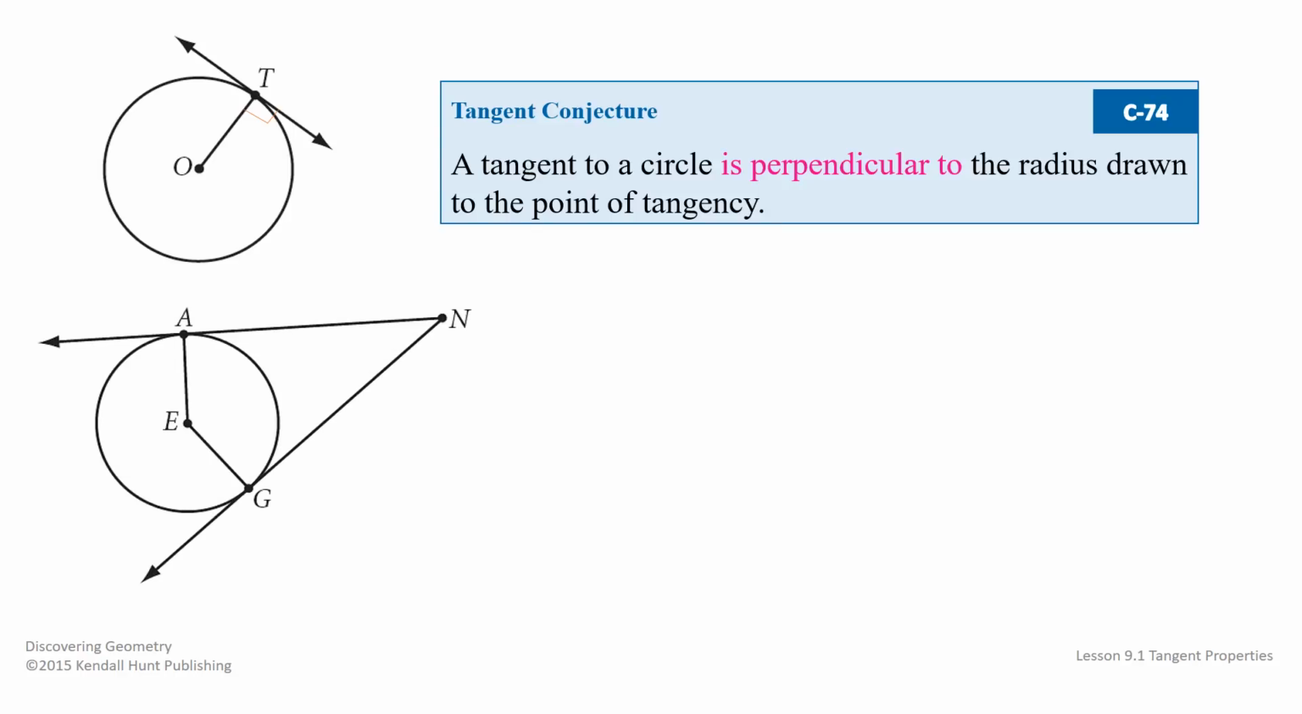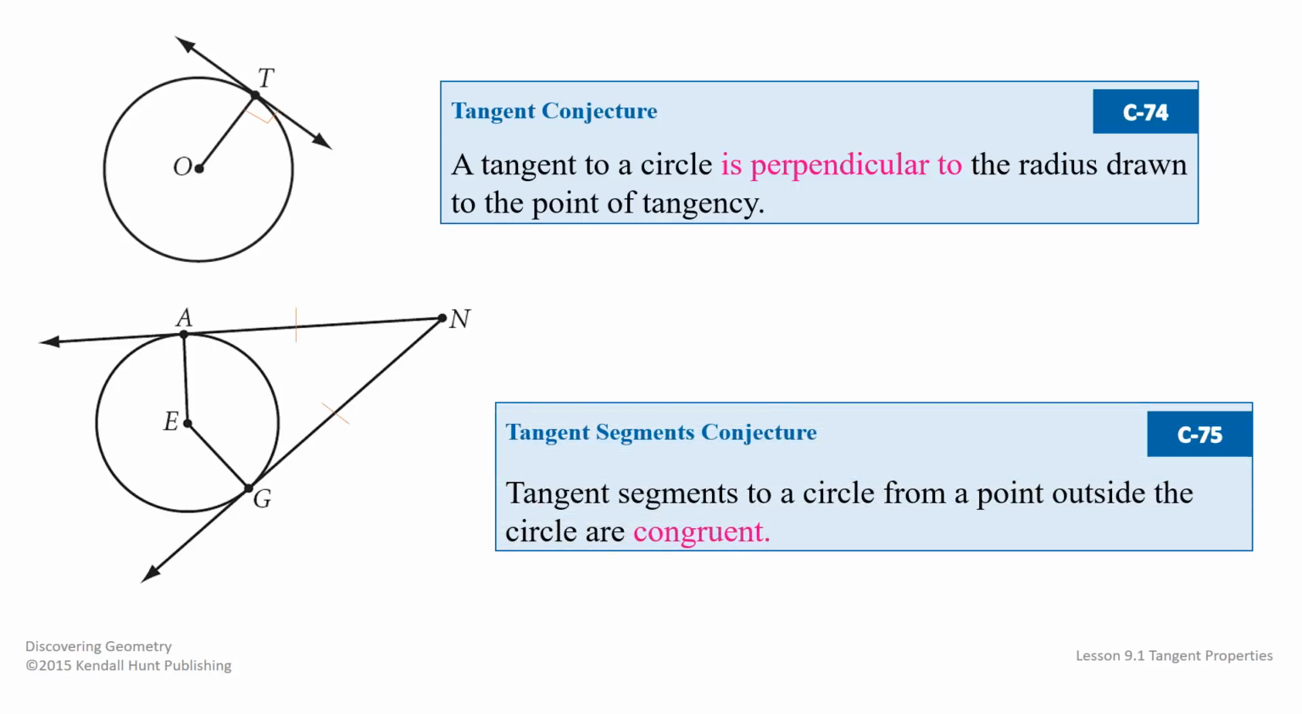Also, when you have two tangent lines that hit a circle, so NA and NG are two tangent lines. They hit at points G and A. So there's two radii, EA and EG. When that happens, the segments are the same. You'll notice the two red lines, AN is equal to NG. That'll be important later on down the line. Maybe not as much today, but you should make sure you know that those are equal.